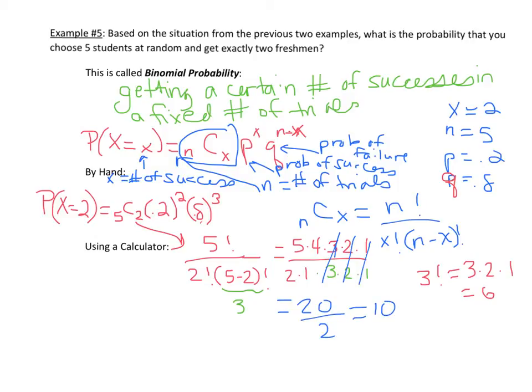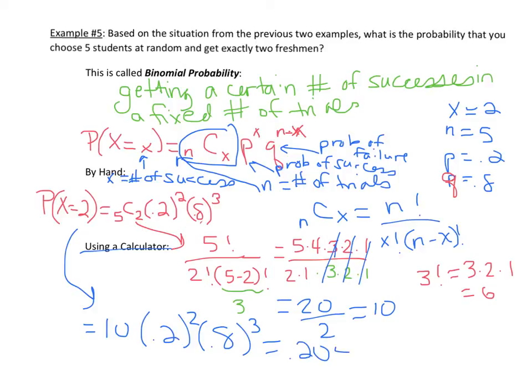So now this equation ends up being 10 times 0.2 to the second times 0.8 to the third. From there, you can just go ahead and multiply this out. And feel free to use your calculator on this. When I did it, I ended up getting 0.2048, which is about 20%.